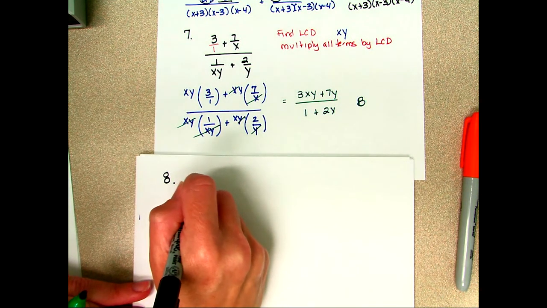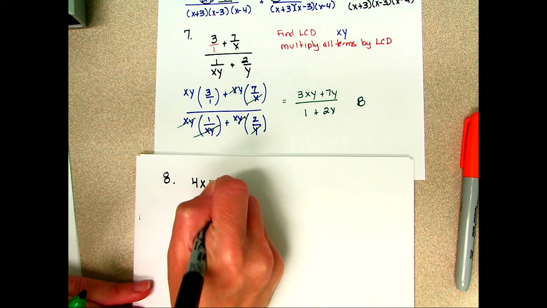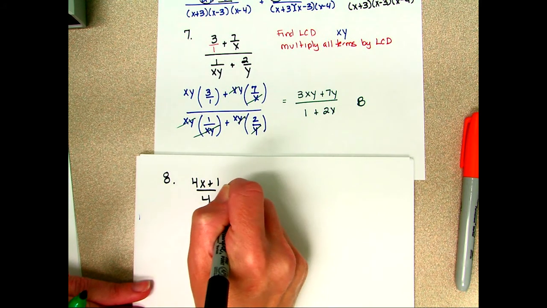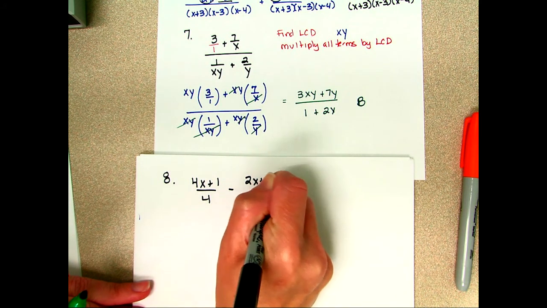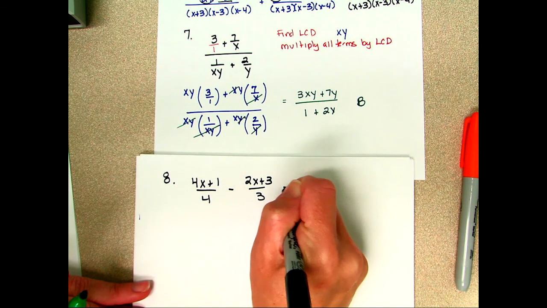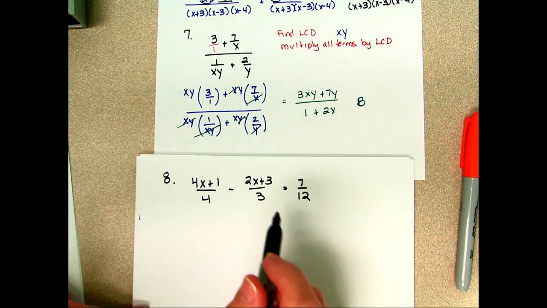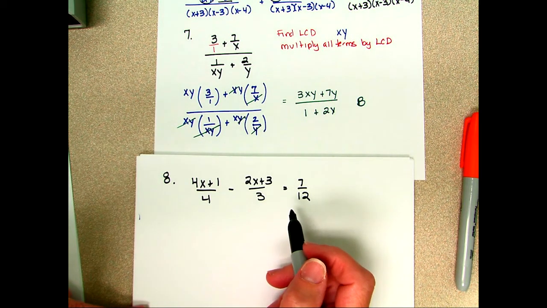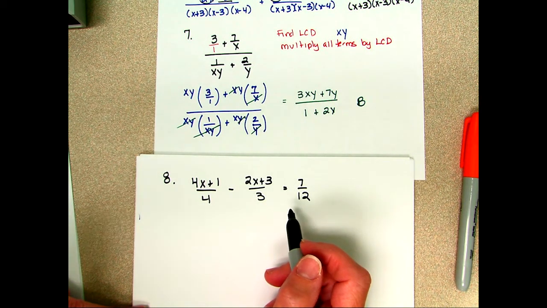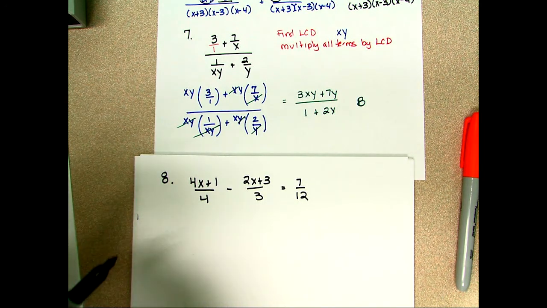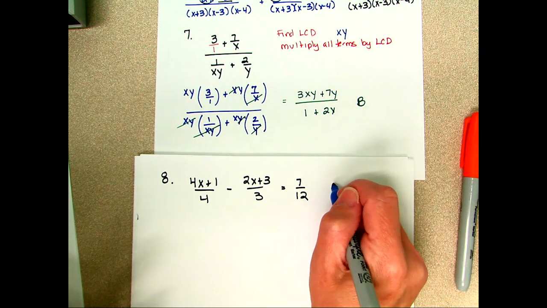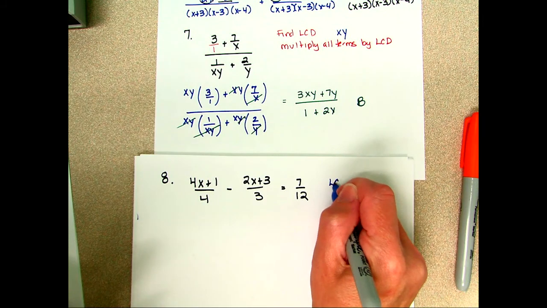Number 8, we're going to solve the rational equation 4x plus 1 over 4 minus 2x plus 3 over 3 equals 7 over 12. When we solve rational equations, we first want to look if there's any restrictions. Since we have constants in all of our denominators, there's not going to be any restricted values for x. We now multiply all terms by the LCD. Our LCD for 3, 4, and 12 is 12.